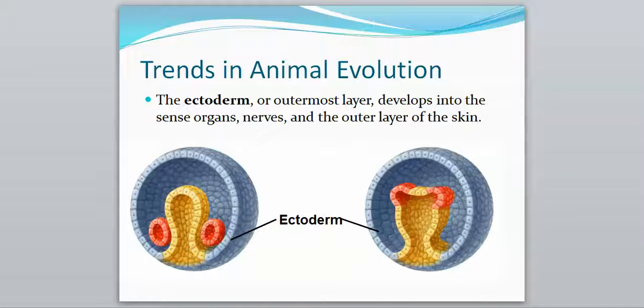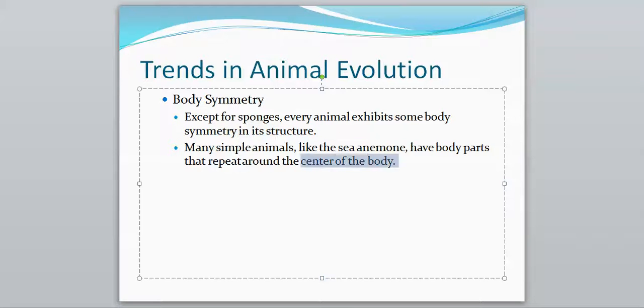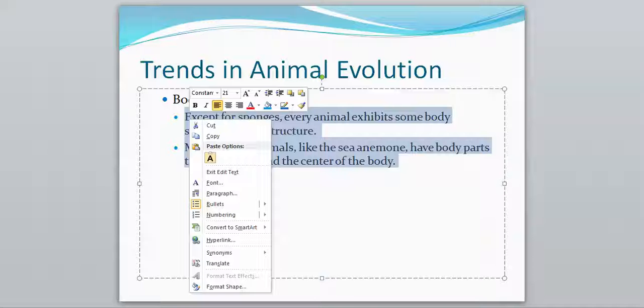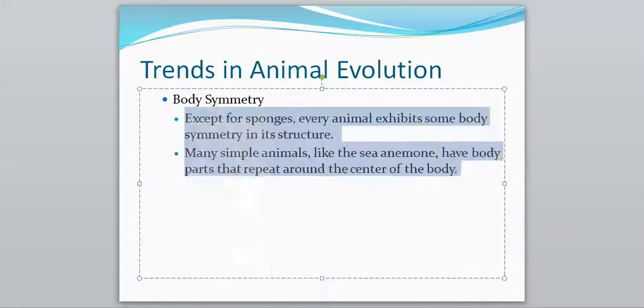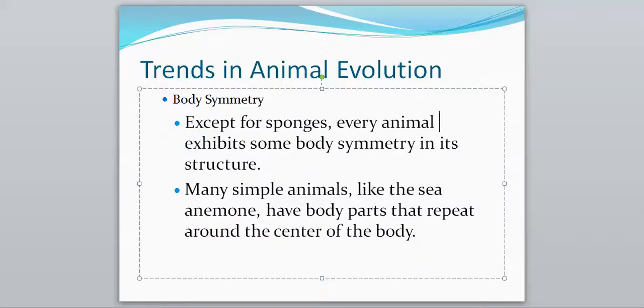Our next topic to help us understand animals more is body symmetry. Symmetry is just how the body is laid out. Hopefully we've heard the word symmetry before. Except for sponges, every animal exhibits some body symmetry in its structure. That means they're going to fall under one of two types of symmetries or layouts, so all animals except for sponges will exhibit this in some way, shape, or form.